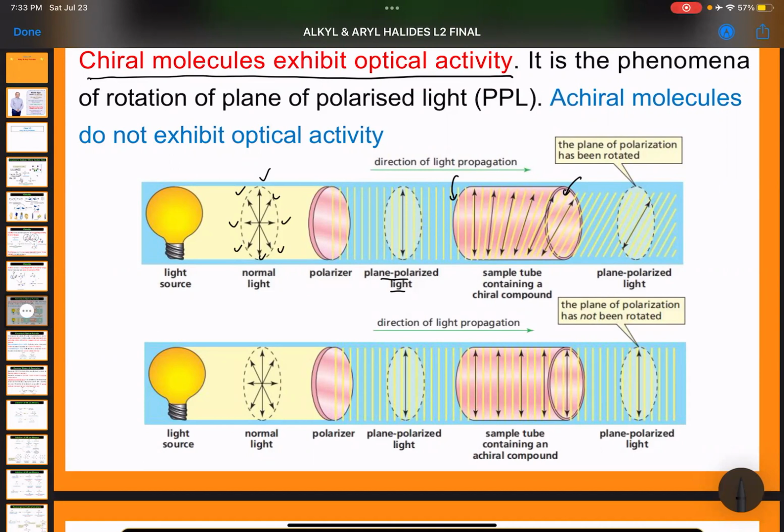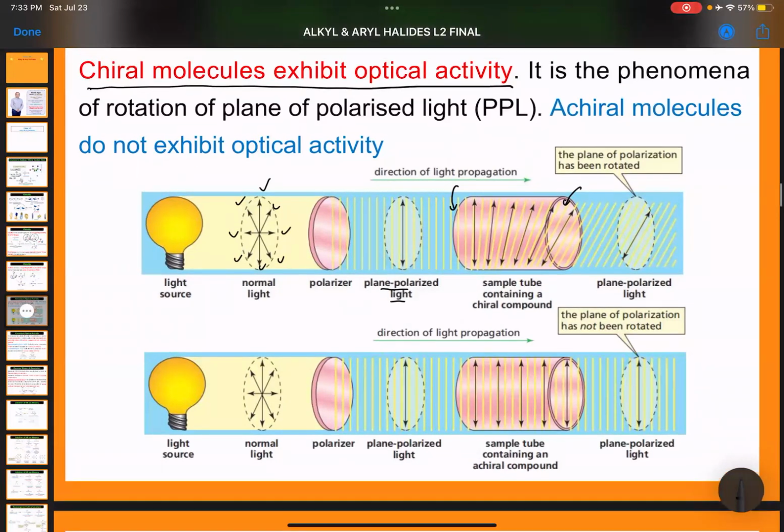And if you put these two molecules, which are known as enantiomers, in a polarimeter separately, you will find that if one molecule rotates the light in the clockwise direction, the other molecule, which is the mirror image of the first, will rotate the plane polarized light in the anti-clockwise direction. Is it clear? Yes, sir. Okay. But a chiral molecule is symmetrical.